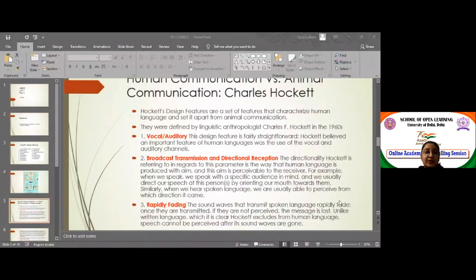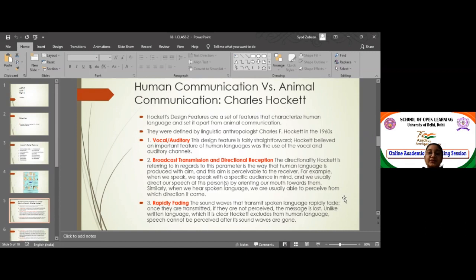What is human communication versus animal communication? Hockett's design features are a set of features that characterize human language and set it apart from animal communication. These were the different features that the linguistic anthropologist Charles F. Hockett came up with in the 1960s.